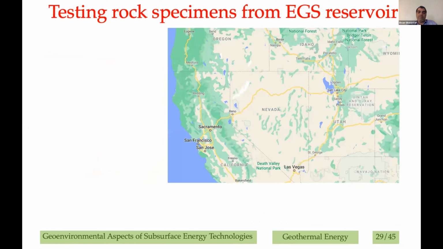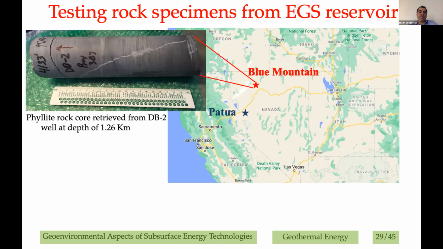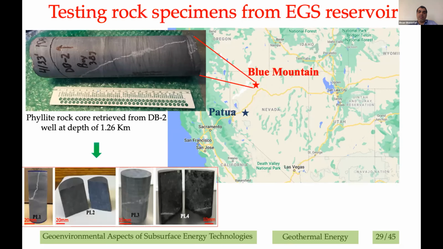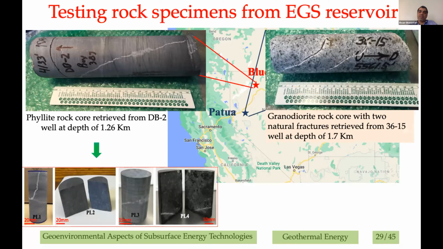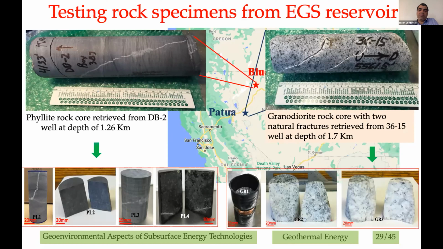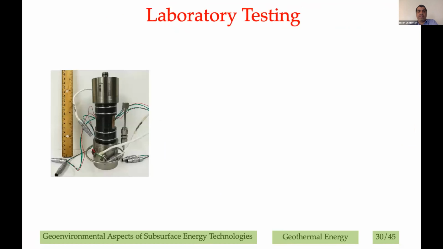In our lab, we try to study how this mineral precipitation and dissolution contribute to the closure of fractures. We have two geothermal power plants in the western United States, including Blue Mountain and Patua. We had rock specimens from these wells, some fractured and some natural specimens, and some granite rock specimens. We prepared different specimens to study how the fluid will flow, the mineral precipitation and dissolution, and the mechanical response of these specimens under reservoir conditions.